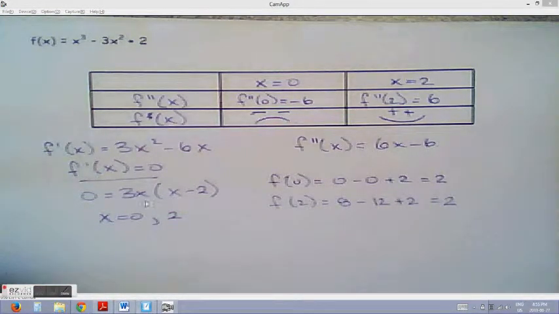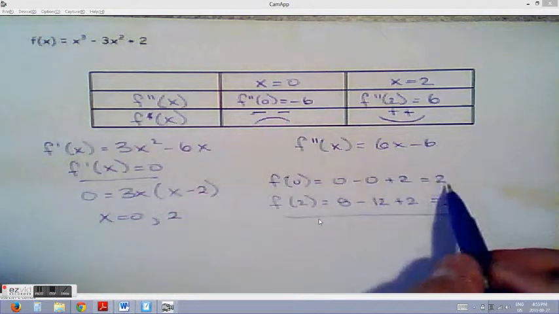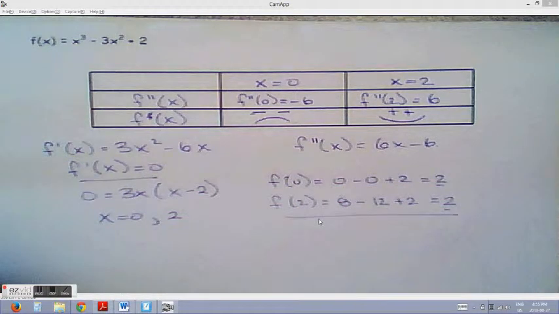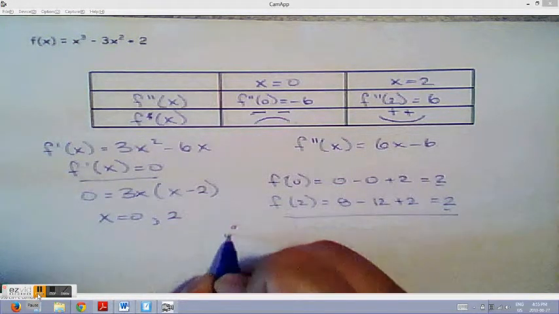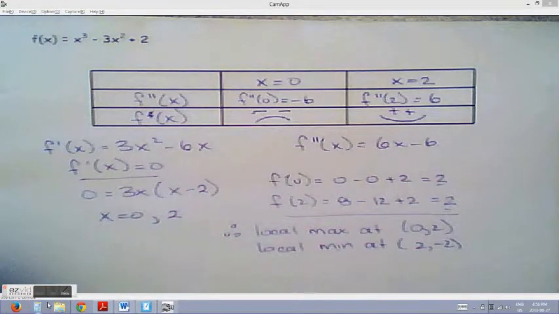The final step is that we can take our critical numbers and put them into the original function, and that'll give us 2 and -2. What we can do now is write a final statement in order to conclude our question. Therefore, we have a local max at 0 and positive 2, and a local minimum at 2 and negative 2. And that finishes our question.